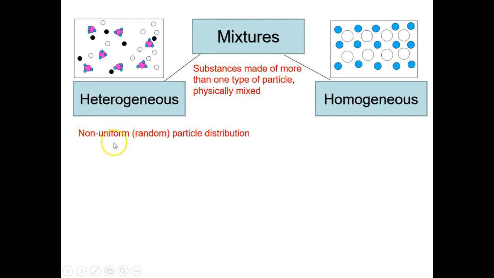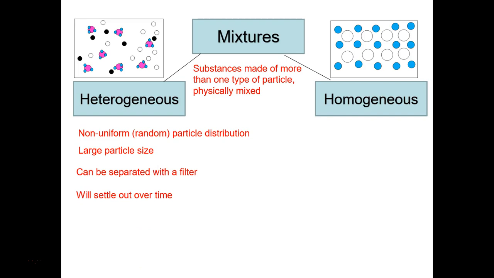So heterogeneous mixtures will have a non-uniform particle distribution. In other words, the particles will be distributed in the mixture randomly. So when we look at this picture here, I have a compound and a couple different elements. Now, there's no pattern or organization to the way these particles are arranged, so we would say that that mixture is heterogeneous. The particles in a heterogeneous mixture are relatively large, and that means a heterogeneous mixture can be separated with a filter.